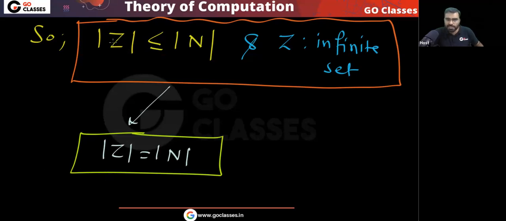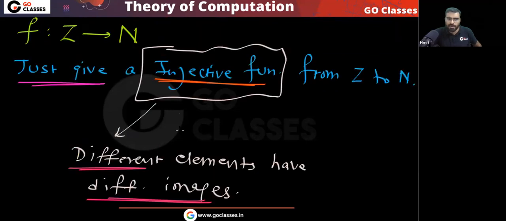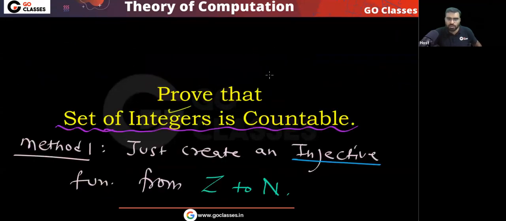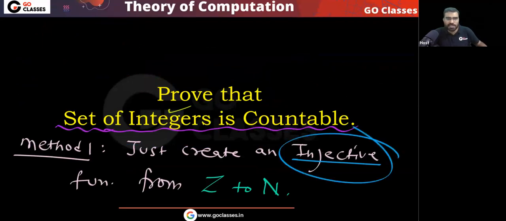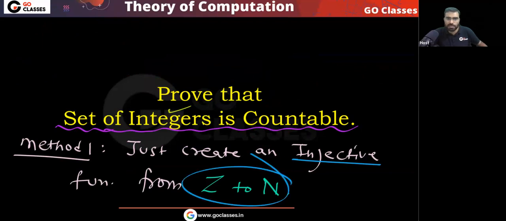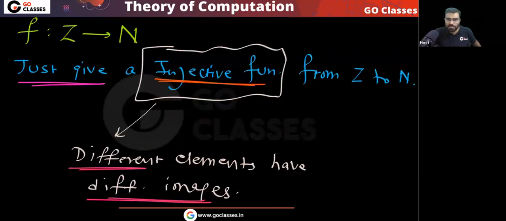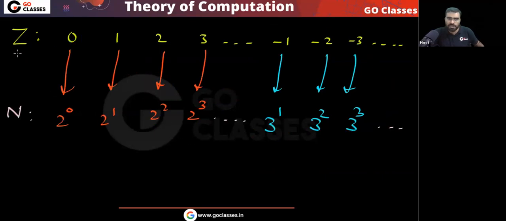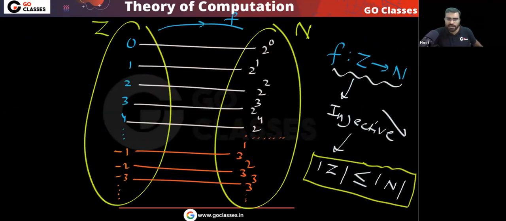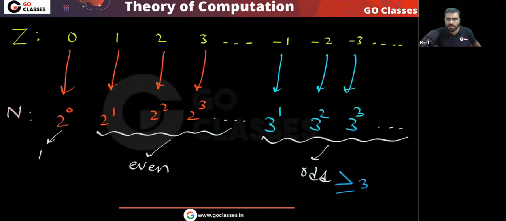We want to prove that integers are countable. Remember, this was our question: prove that integers are countable. So if I want to prove that, I can just create an injective function from integers to natural numbers. And this is what I have done. I have created an injective function from integers to natural numbers. You can see, this function that I have created is an injective function. Is this clear? Let me know.